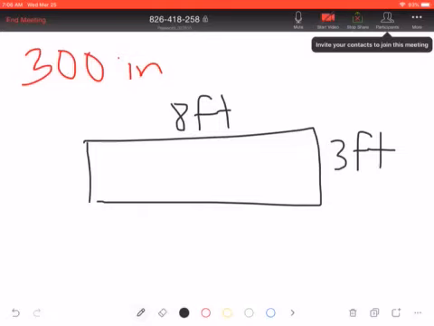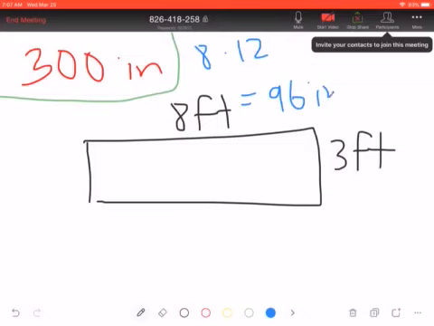So basically what they're trying to do is trick you, because the amount of border is in inches and the dimensions are in feet. So you really just need to convert the feet to inches. If you know how many inches are in a foot, that's 12, right? So let's just rewrite this. We've got 8 times 12, which, let's see, 8 times 2 is 16, 10 times 8 is 80, so this is going to be 96 inches, and 12 times 3 is 36 inches, right?